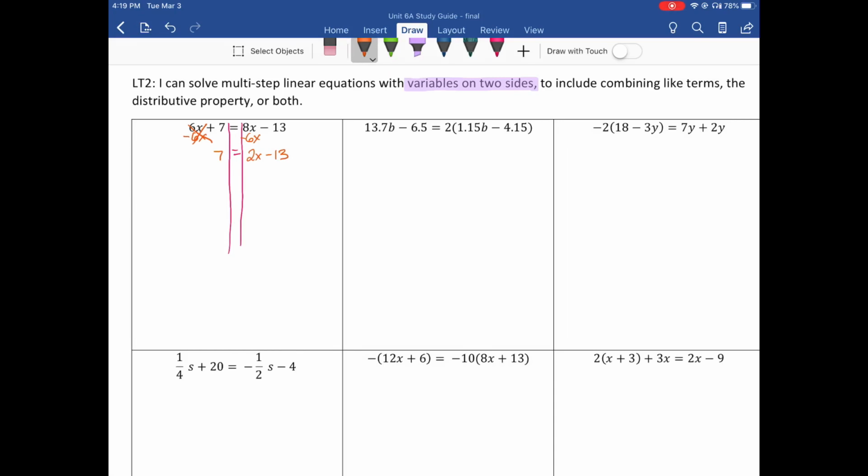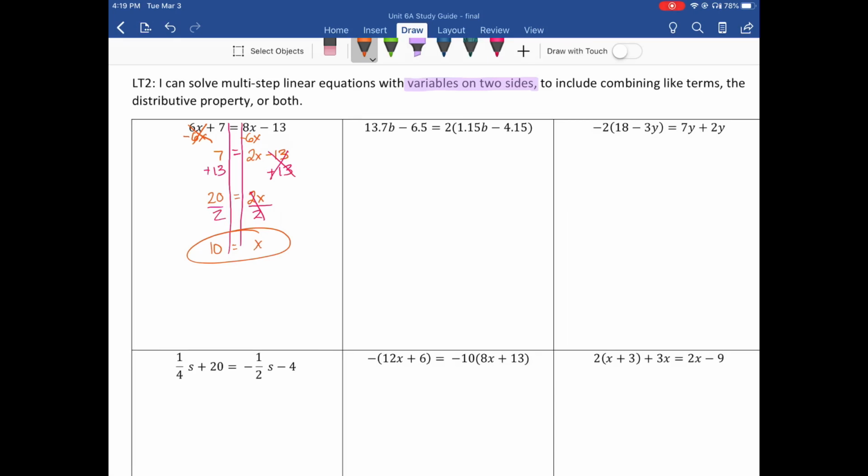We add our constant, so we're going to add 13 to both sides. And 7 plus 13 gives us 20. And that's equal to 2x because the negative 13 and the positive 13 cancel out. From there, you just divide by your coefficient of 2 to find that x is equal to 10. And that's your answer.